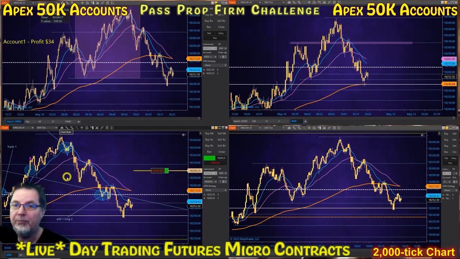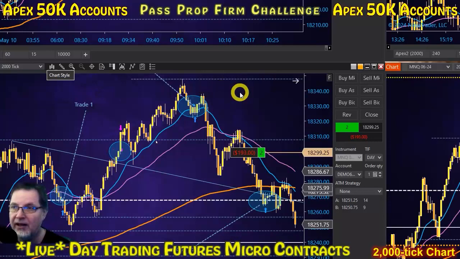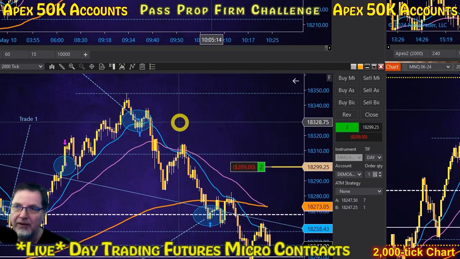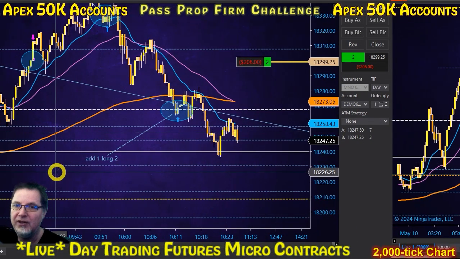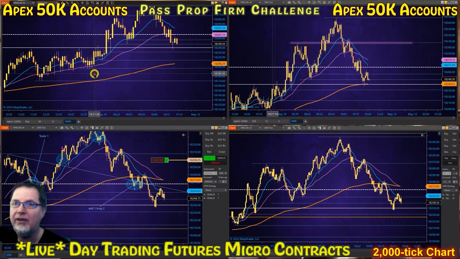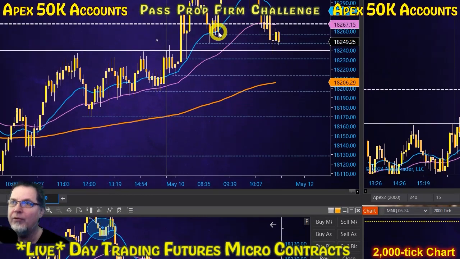So we had a profitable first trade in the simulator, and then I got in before the news. I didn't think the news was going to be that big a deal. It just may be an excuse for the algos to go down and sweep liquidity, which is, there's so much generated liquidity up here on the 10,000 tick chart. You can see all that liquidity from yesterday and then overnight.